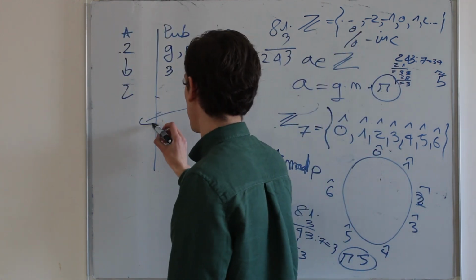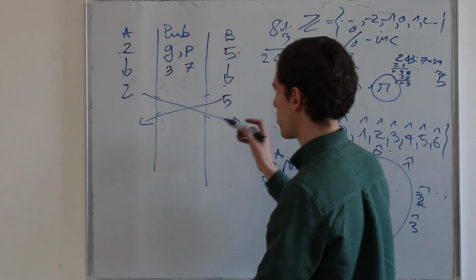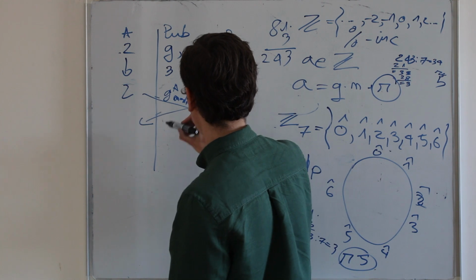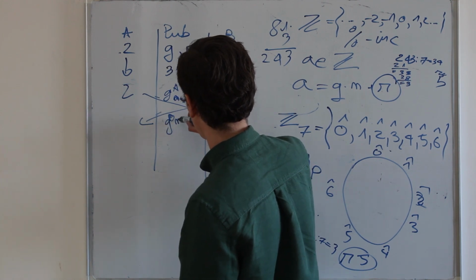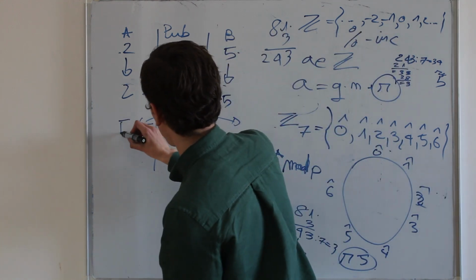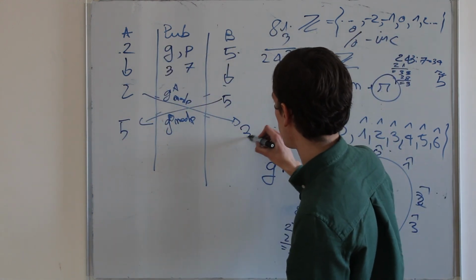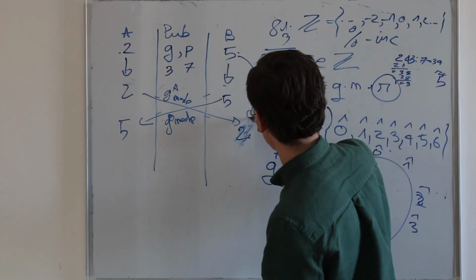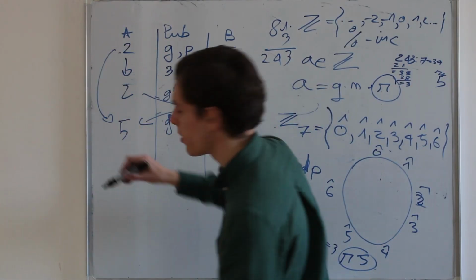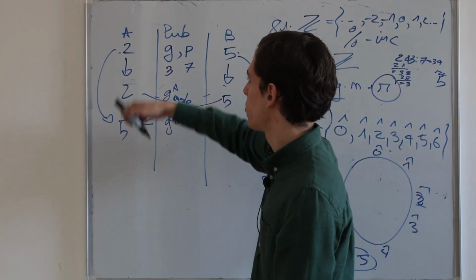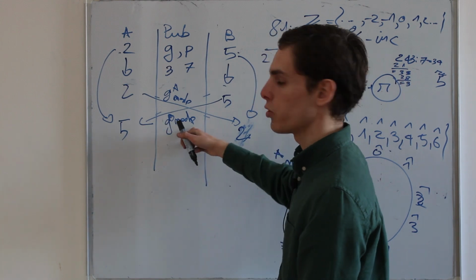And now they share with each other this information, which is again g to the a mod p and g to the b mod p. And a now knows 5 and b now knows 2. That's really weird too. And now they combine it with their original key. How? Well, by raising this number to this power and doing modulus p again.